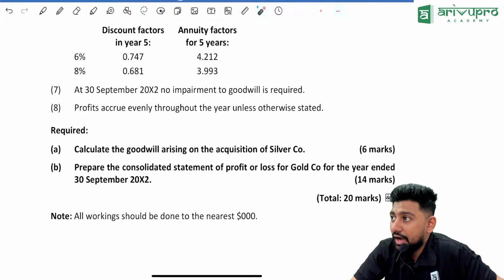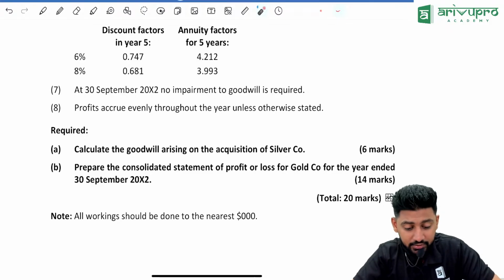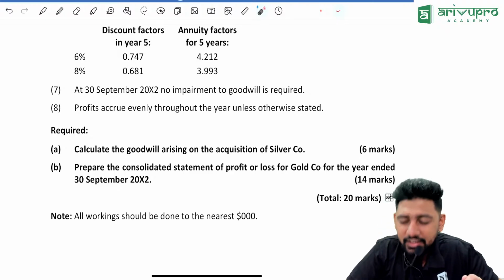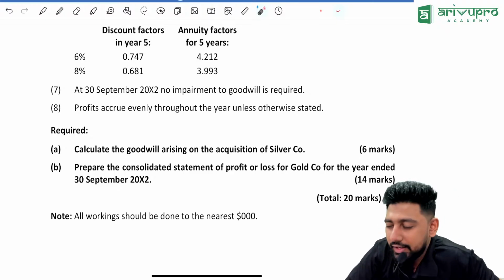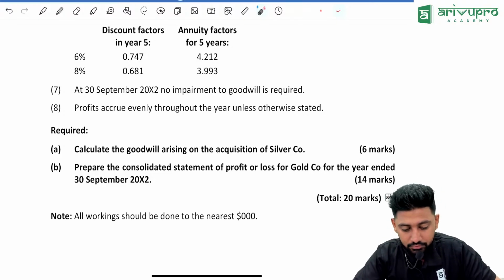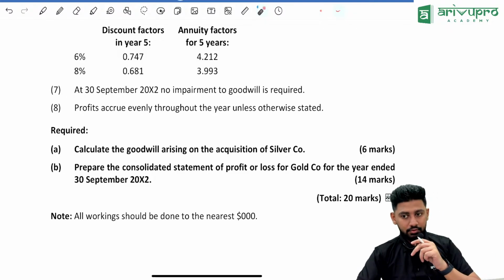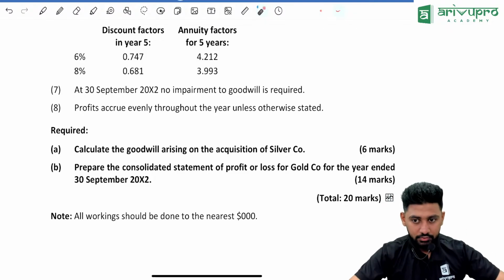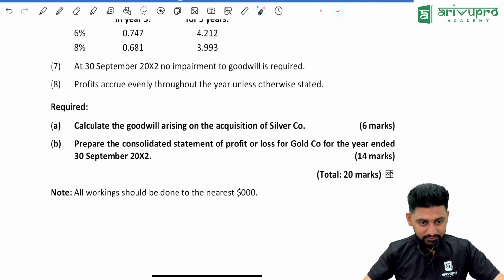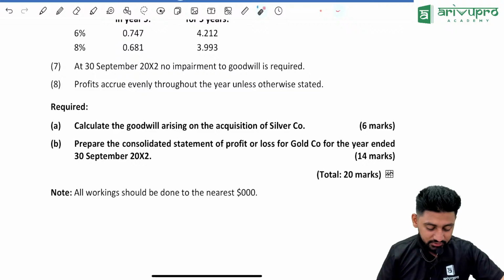Say IFRS 18 replaces IAS 1 Presentation of Financial Statements entirely.